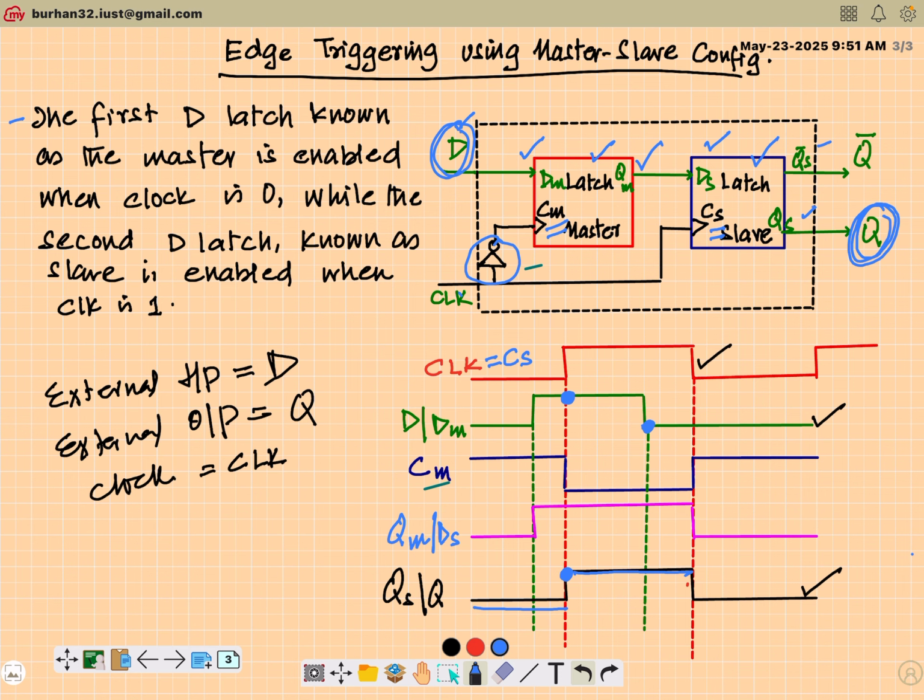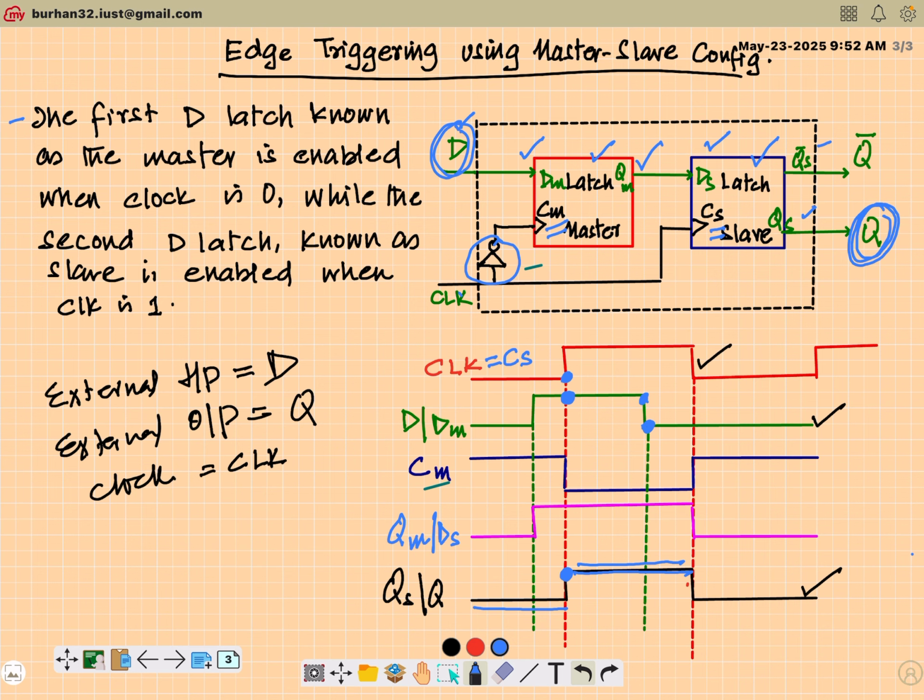I have actually achieved edge triggering, wherein my flip-flop now responds only to this positive edge, the instant it goes from 0 to 1, because otherwise it should have dropped down to 0 here also, but it's not happening. It's keeping a constant, flat value of the data input D. So this is how we achieve edge triggering using a master slave configuration. The drawback here is that I need two latches to make a single flip-flop. But this is the widely used method. So this is how we achieve triggering.